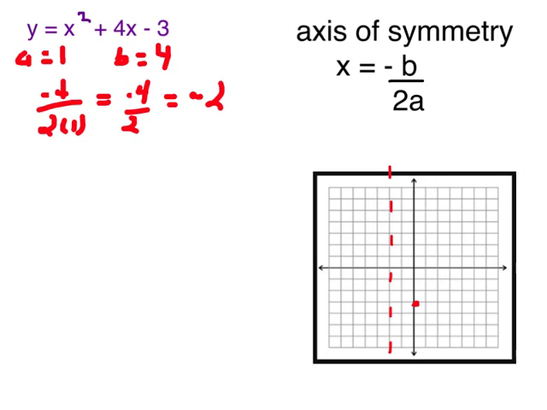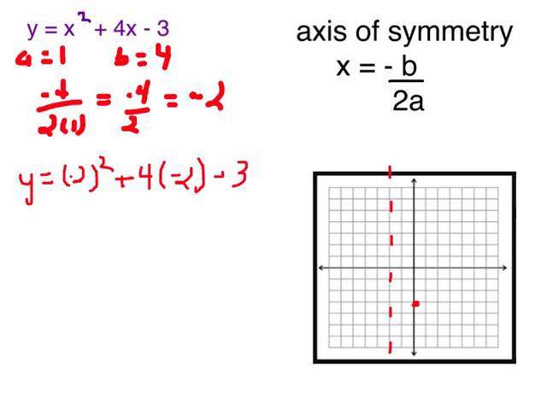Okay, so now let's go find the vertex. Since we know the vertex is going to lie on this axis of symmetry, we just need to plug x equals -2 into this equation, and we'll be able to solve for the y-coordinate of the vertex. So let's do that. Y equals (-2) to the power 2, all I'm doing is plugging the -2 into here, plus 4 times -2 minus 3.